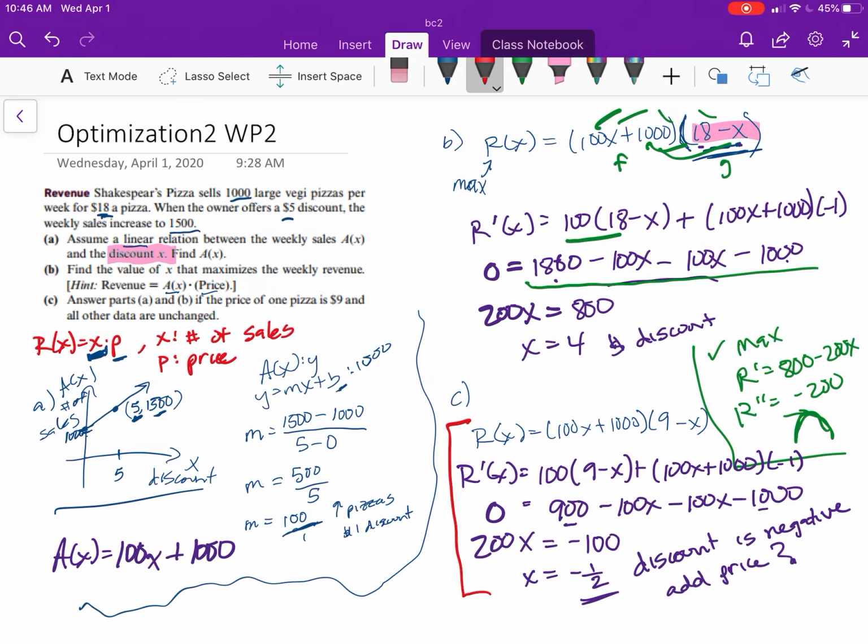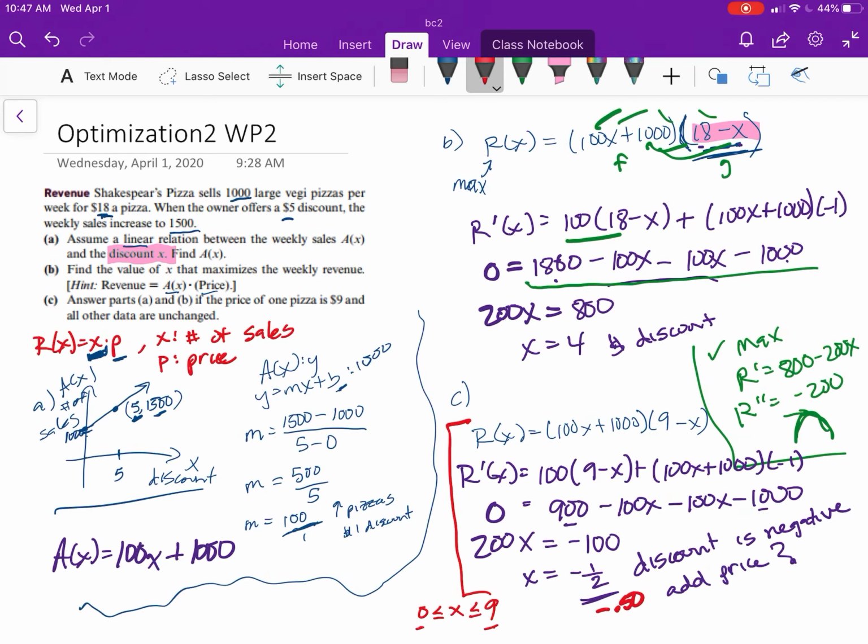This max was outside of the domain. So what do I mean by that? Like in this last example, the discount, which is X, has to be somewhere between no discount and $9. That's it. So when we ended with a negative half, which is negative 50 cents, it was outside of the domain. It didn't make sense as a discount.